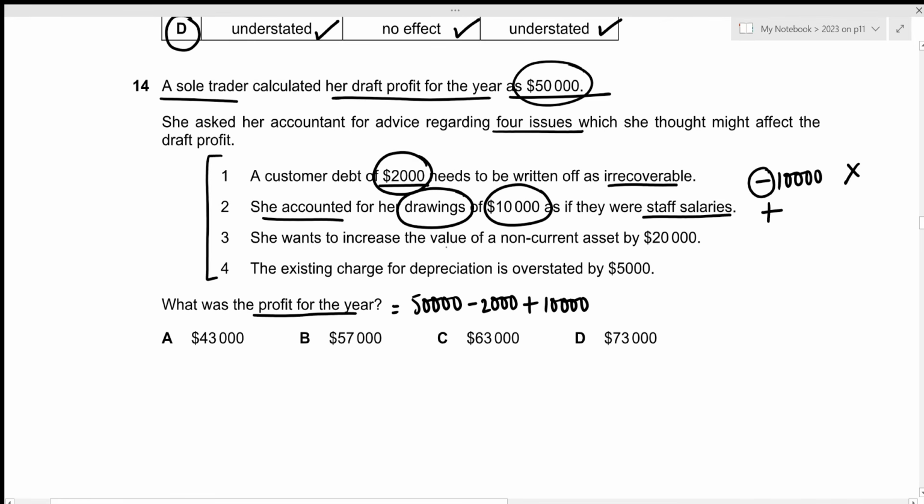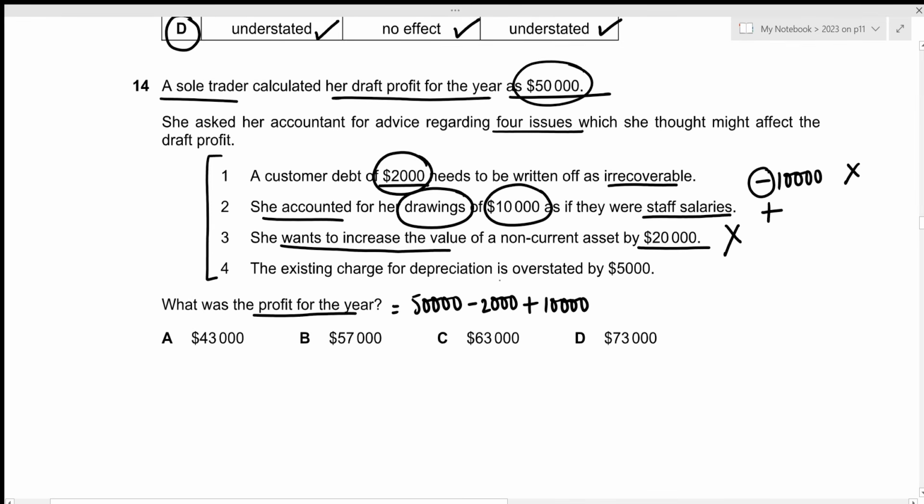Then she wants to increase the value of non-current asset by 20,000. So the increment of the non-current asset will be shown as revaluation upwards. That will be recorded within our equity. So revaluation reserve will be increased by 20,000. Then the non-current asset will be increased by 20,000. Both of these will be recorded within our statement of financial position, not in the statement of profit or loss. So this third information will have no impact within our profit for the year.